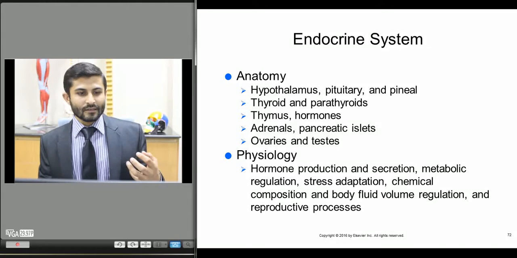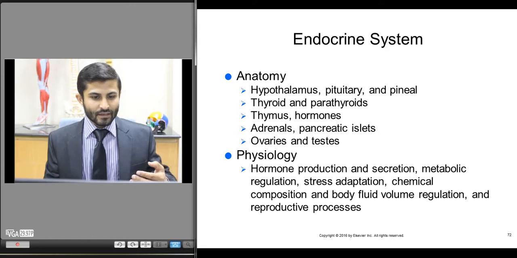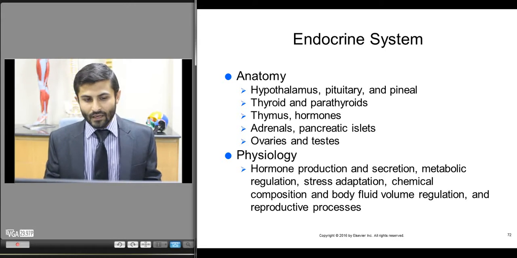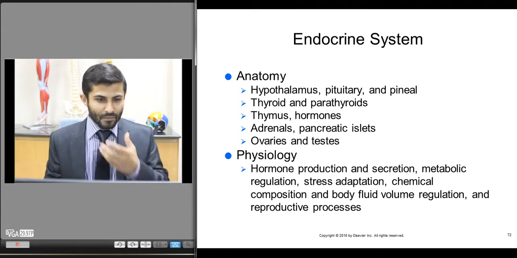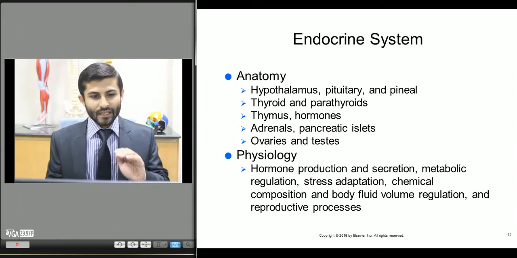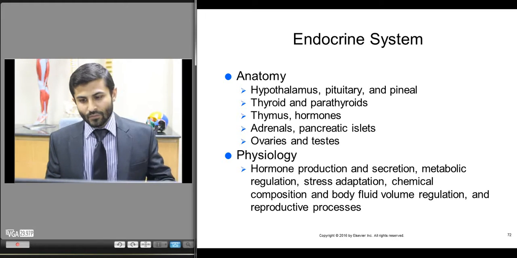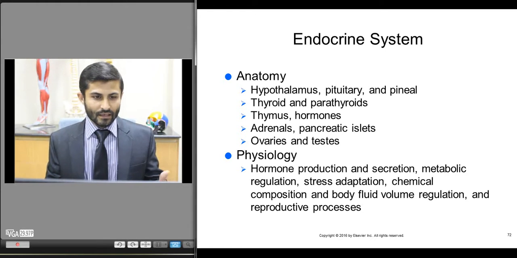Basically this is because of an abnormality, or a disturbance in the hormone system. A lot of systems can get disturbed, like females can have irregularities because of these hormones. So hormones are very important, and a lot of emotions are also associated with them. They have roles in metabolic regulation, stress adaptation, chemical composition, and body fluid volume regulation. Definitely they tell you what chemical is needed.